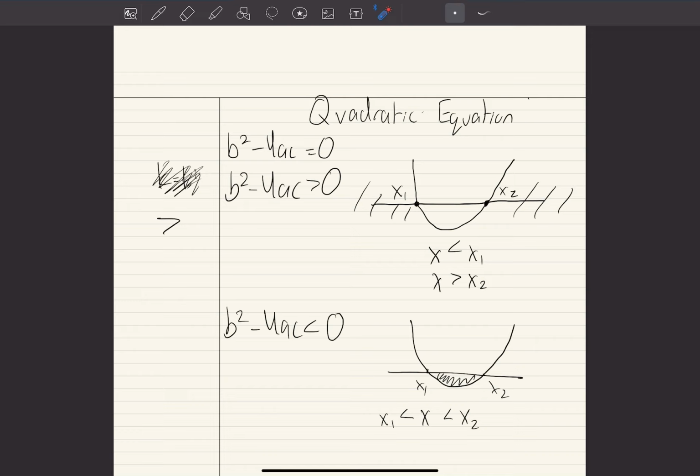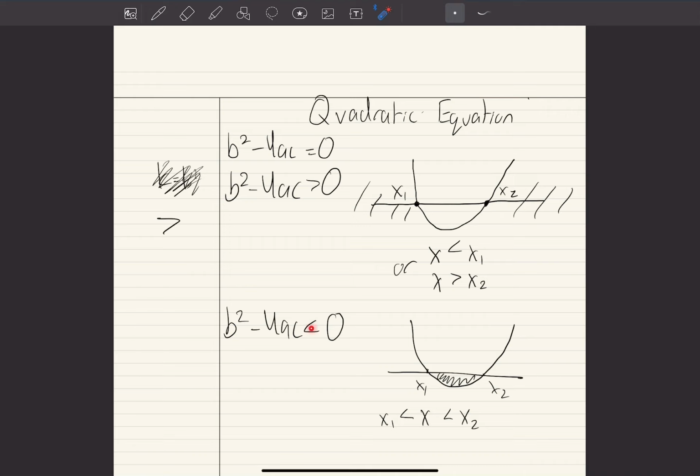Afterwards, this will all make sense later when we actually solve a question using this. And then afterwards, I need you to write x must be smaller than x1, because these lines are going outwards back over here. And x must be larger than x2, because these lines are going out over here. Again, this all makes sense. Just trust the process and memorize this graph over here.